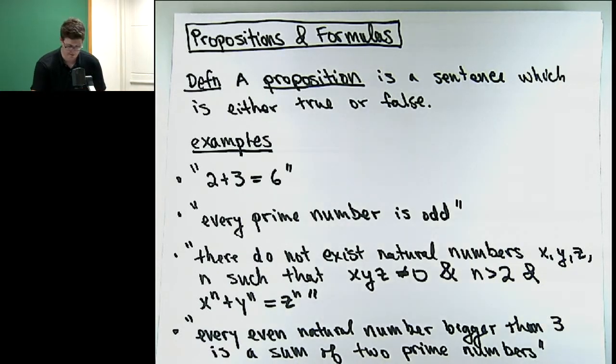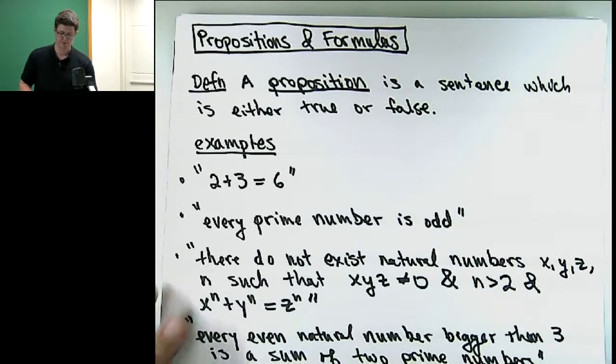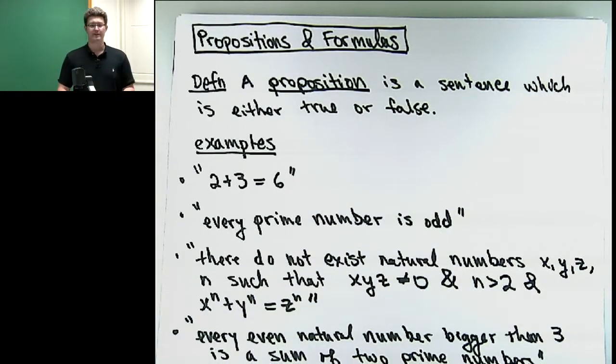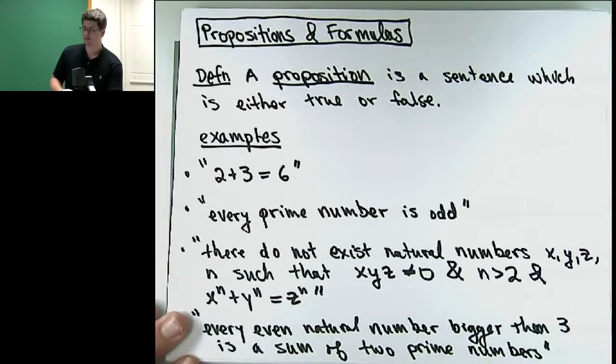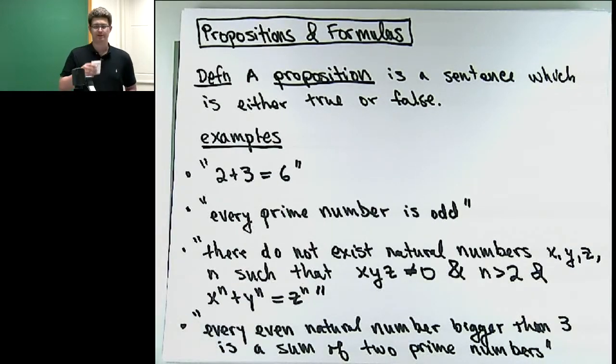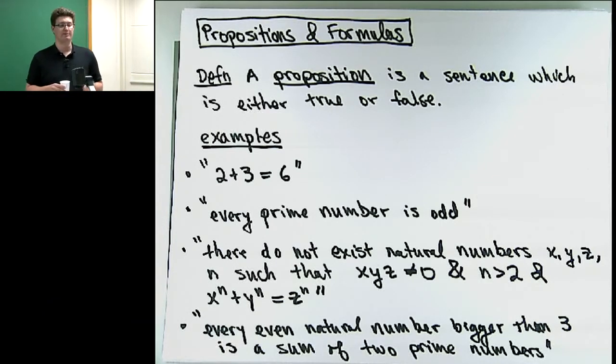If you were able to resolve this... so you guys get the idea? Even though we can check it for very large numbers, we don't have a proof of it. But again, this is an example of a proposition. This statement is either true or false. At some point, we're going to find an even number that's not the sum of two primes, or it's true and there should be a proof. Okay.